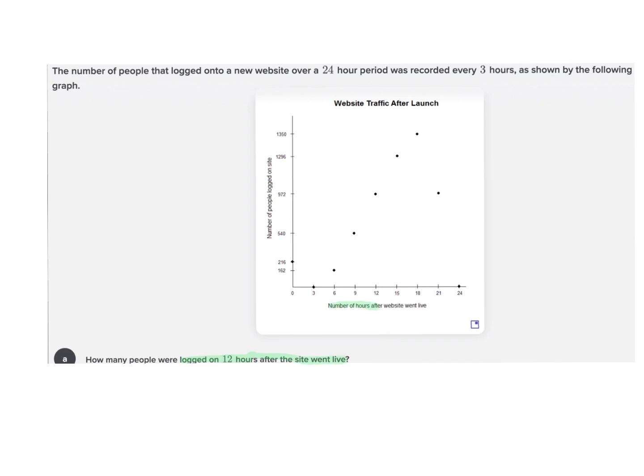So here, a number of hours the website went live. So I'm going to take a look at 12, and if I go on up here, I can see, and then I can go across. These are the number of people that logged on to the site. So I can see 972 people logged on.